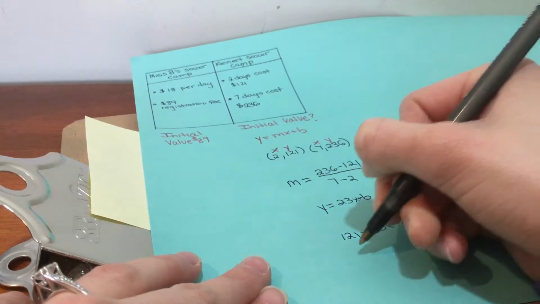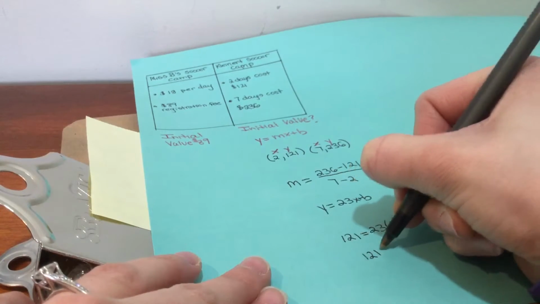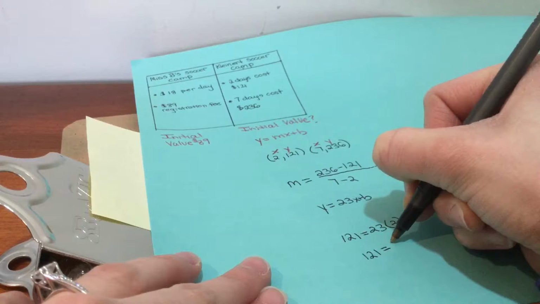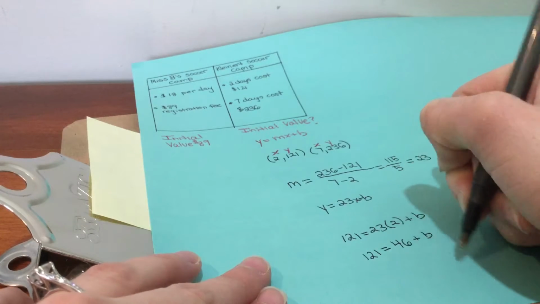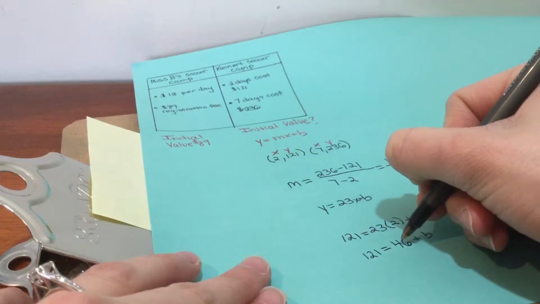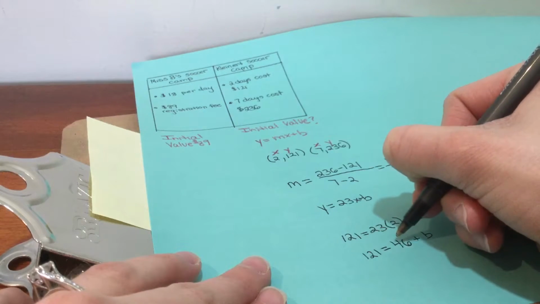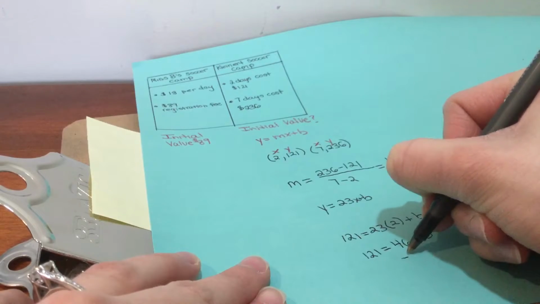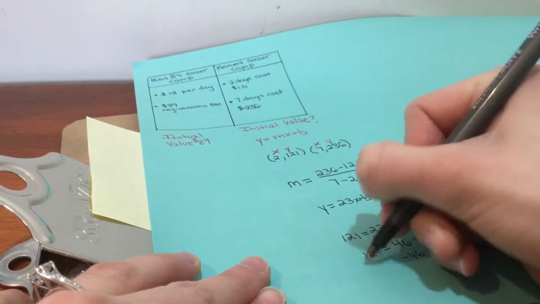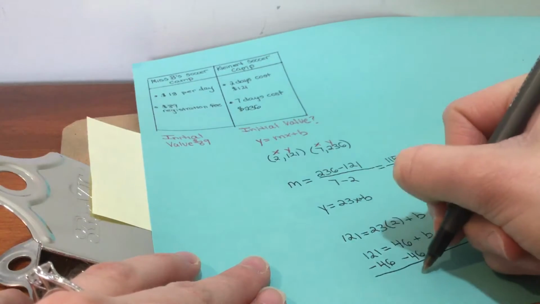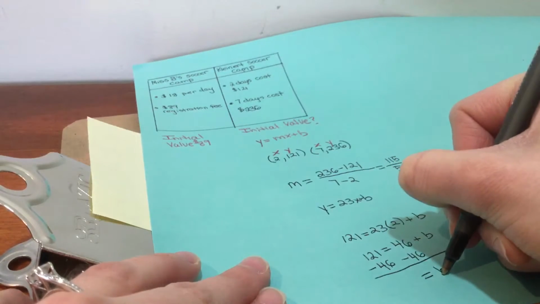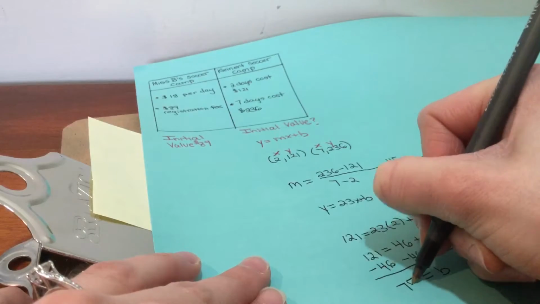All right. We have 121 here. 23 times 2 is 46 plus b. Now remember, I need to do the inverse operation. Since this is a positive 46, I'm going to subtract 46 or minus 46. And we'll solve for b, which is $75.